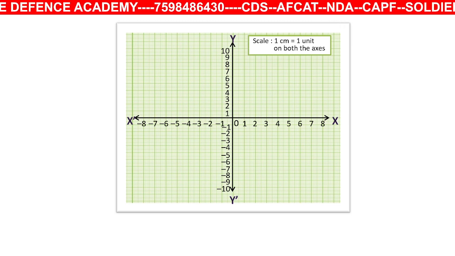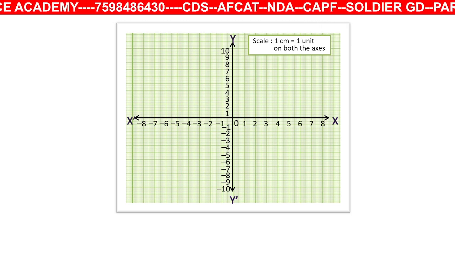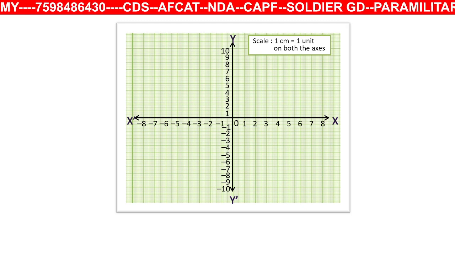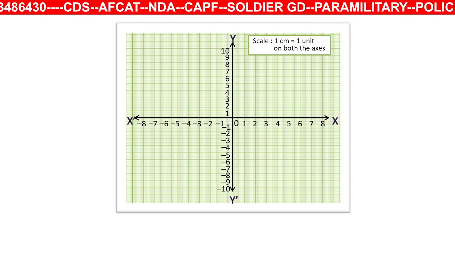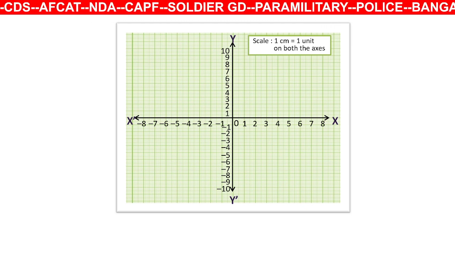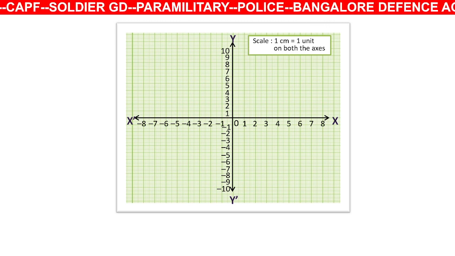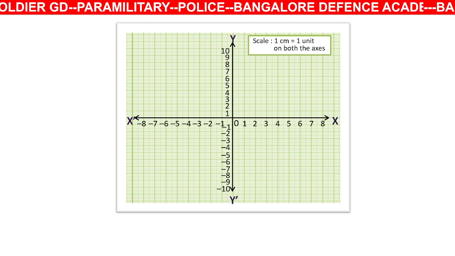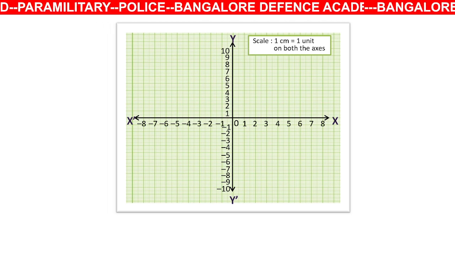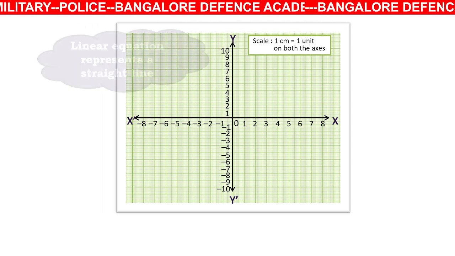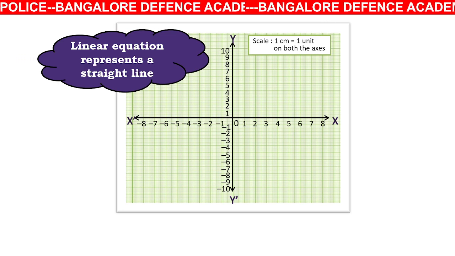You have the x-axis and the y-axis. The x-axis towards the right from 0 has positive values. The x-axis towards the left from 0 has negative values. The y-axis vertically upward from 0 has positive values, and the y-axis downwards from 0 has negative values. Now, when I solve the questions, you have to remember a few points.